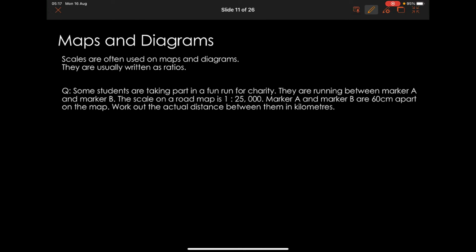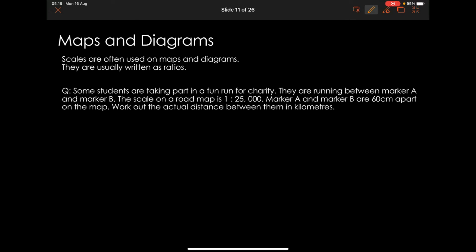So if we look at this example question, it says some students are taking part in a fun run for charity. They are running between marker A and marker B, okay, and it says the scale on a road map is 1 to 25,000. Marker A and marker B are 60 centimetres apart on the map. Work out the actual distance between them in kilometres.